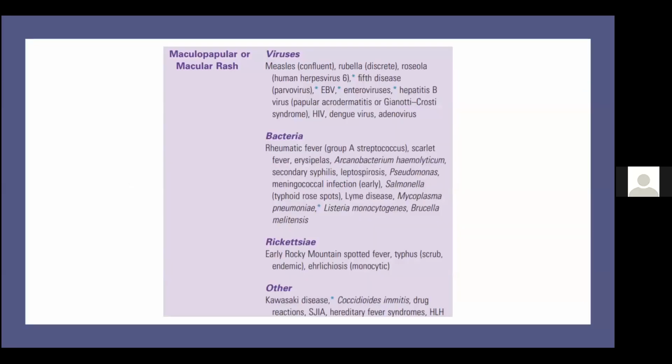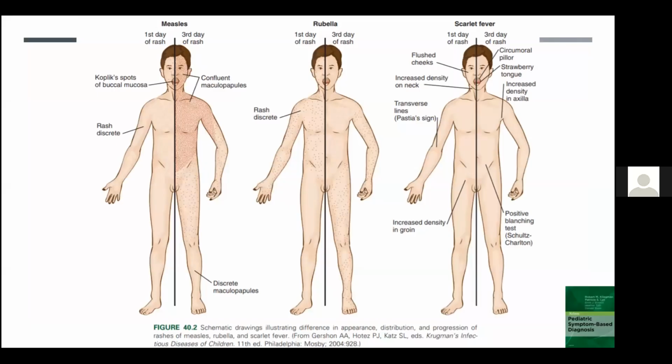If you want to look at the type of rash, you can also say maculopapular. Viruses, bacteria, rickettsia, or others can all present with the maculopapular rash. And the classic childhood exanthems are maculopapular. The things that are going to help you are to look at the clinical characteristics of the rash.